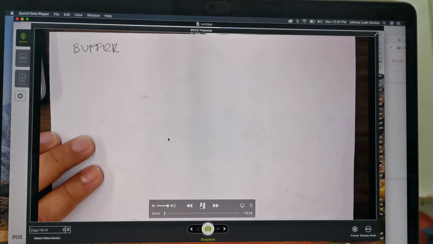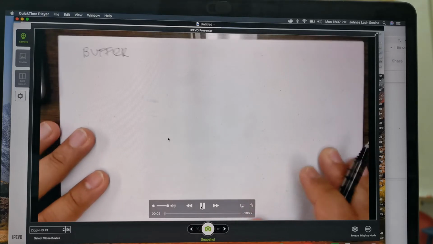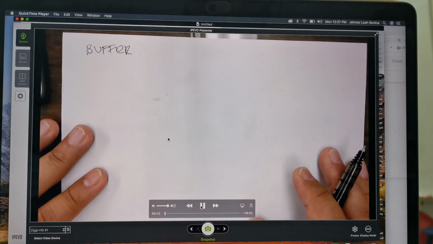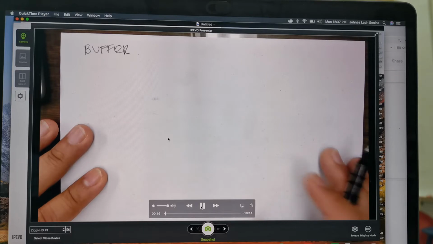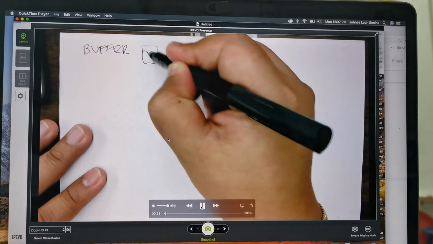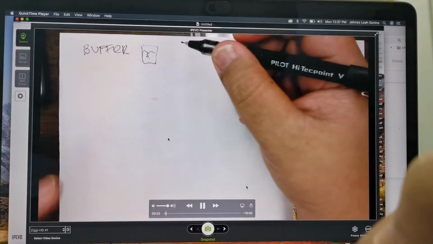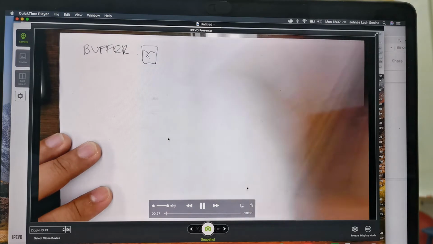D4, the last half of D4 is talking about buffers. So when we say buffers, these are basically chemicals or solutions that resist changes to pH when you add a strong acid or a strong base. So it's a chemical that when you add a drop of strong acid or strong base, the pH of that buffer stays relatively the same.